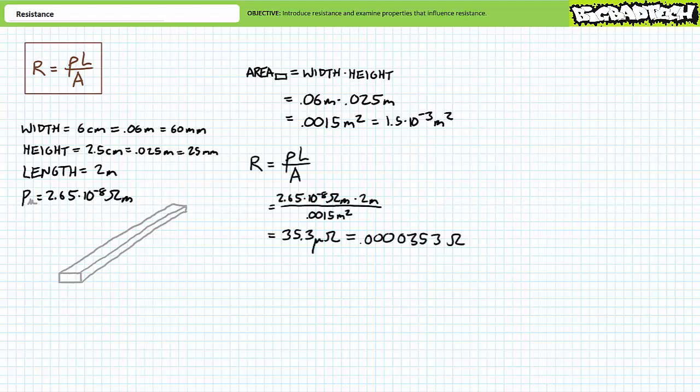Now all we have to do is insert resistivity, length, and cross-sectional area into the resistance formula. 2.65 times 10 to the negative 8 ohm meters times 2 meters over 1.5 times 10 to the negative third meters squared yields a resistance of roughly 35.3 microohms. See, I told you it'd be small, as in 0.0000353 ohms. This is an extremely small opposition to current.